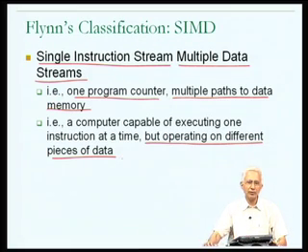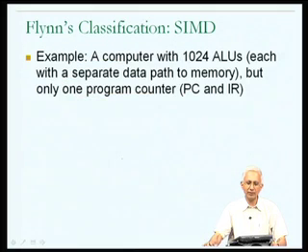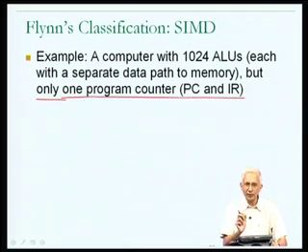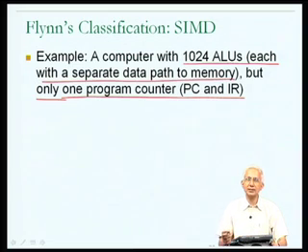Let me just give you a simple possibility as far as an SIMD computer is concerned. So let's consider a parallel computer which has only one program counter and therefore only one instruction register. There's only one instruction which is being executed at a time. But let's just suppose that the parallel computer has 1024 ALUs and that each of the ALUs has a separate independent data path to memory.